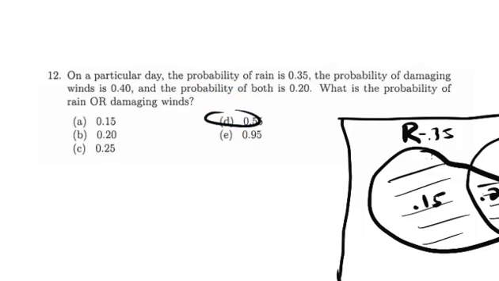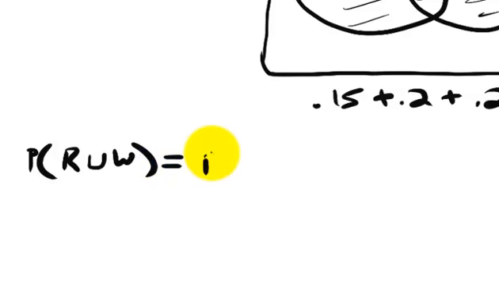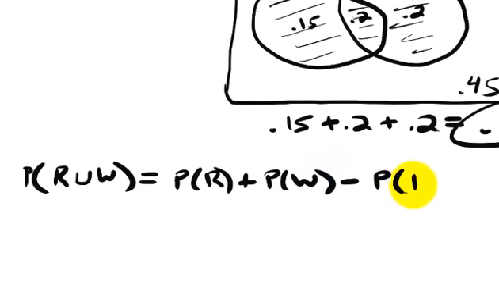And there's another way of doing it. Not sure if they showed you this in class, but you had a formula. And again, if you didn't see this formula, don't worry about it, use the Venn diagram. But you have this formula that says the probability of rain or winds would equal the probability of rain plus the probability of winds minus the probability of both of them happening. This symbol here means and this symbol over here means or.